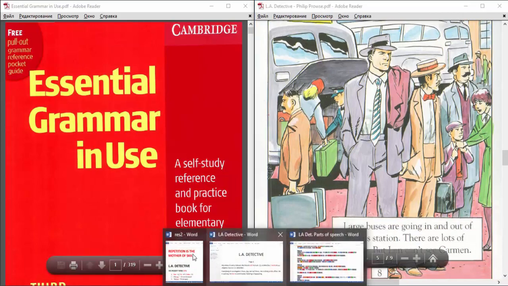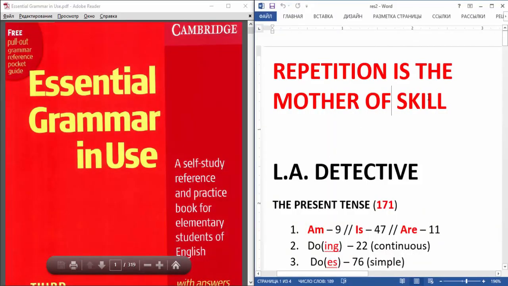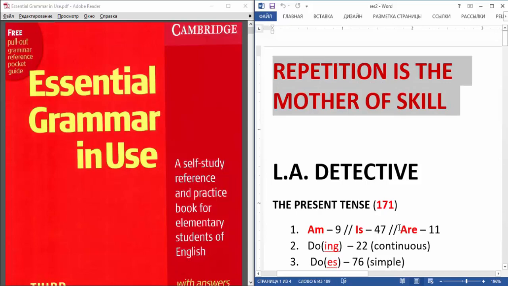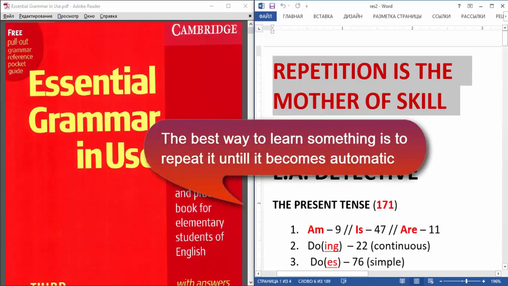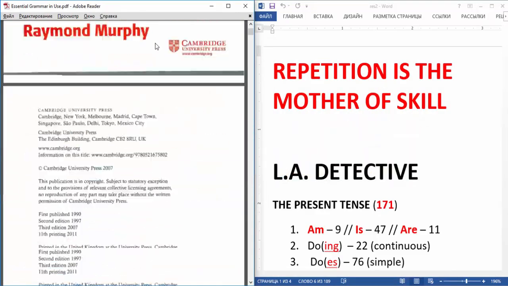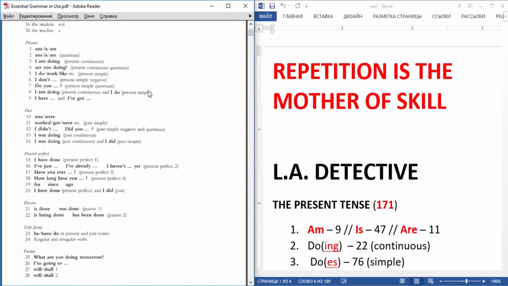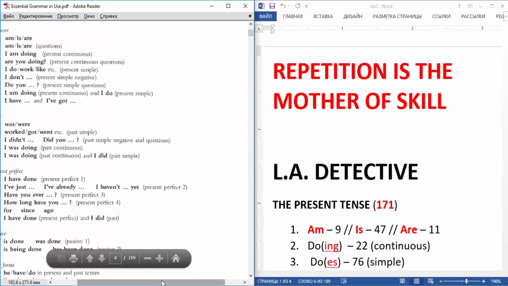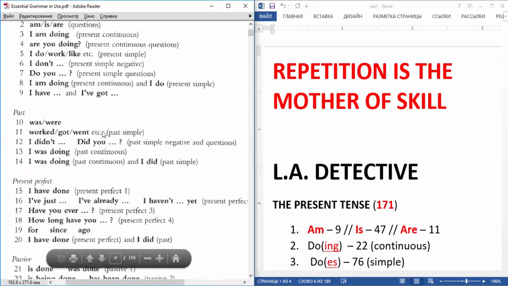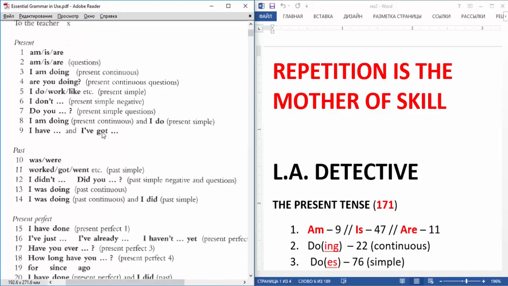I want to begin with a quote. Repetition is the mother of skill. What does it mean? To me, it means that the best way to learn something is to repeat it until it becomes automatic. The same thing applies to English. If you want to speak English automatically, you need to have enough repetitions of the basics of the language.